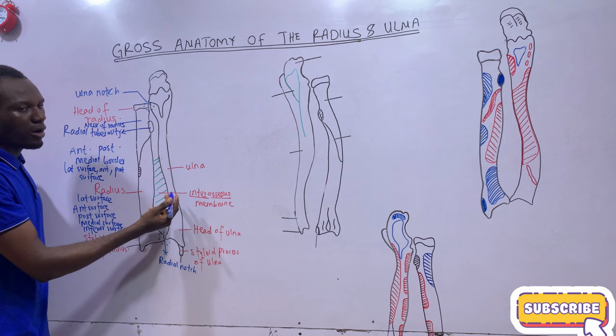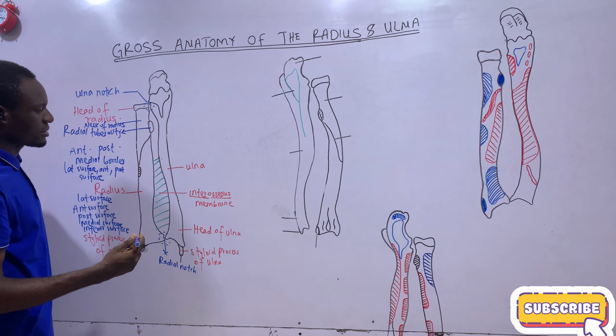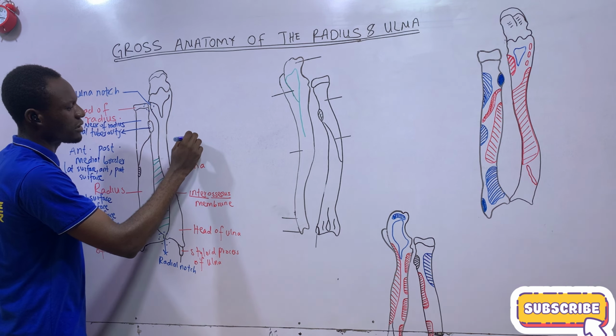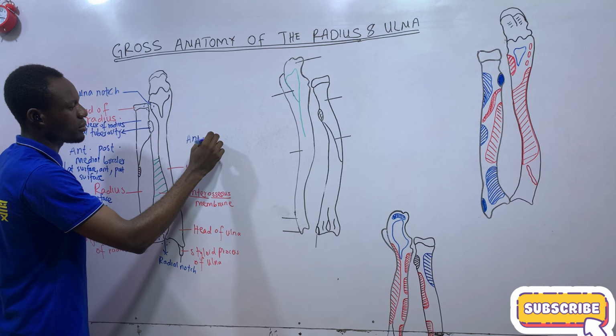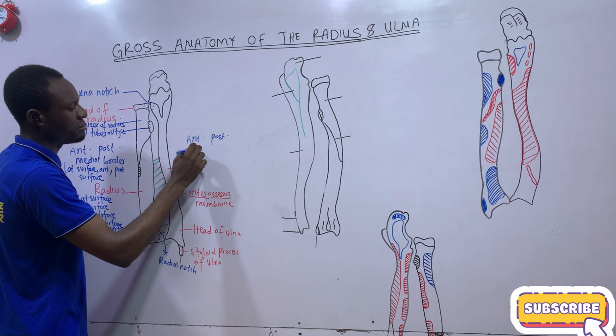Alright, so the ulna also has three borders. It also has an anterior border, a posterior border, and a medial border.